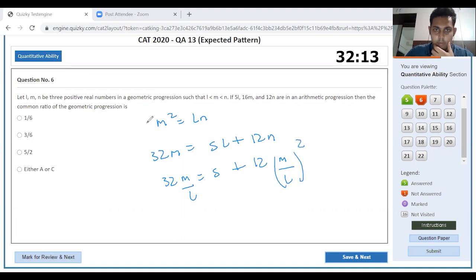So this gets converted into a quadratic. That will be 12x square minus 32x plus 5, right? This is what it becomes. How can we divide this? It would be 60, right? And 32x, okay?